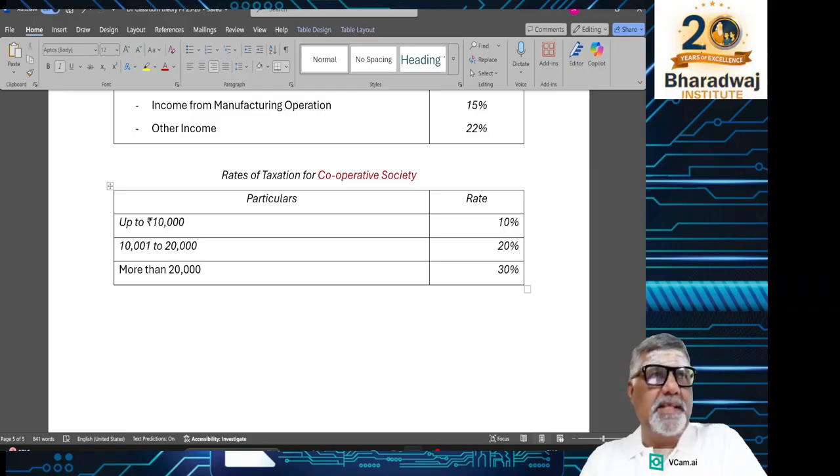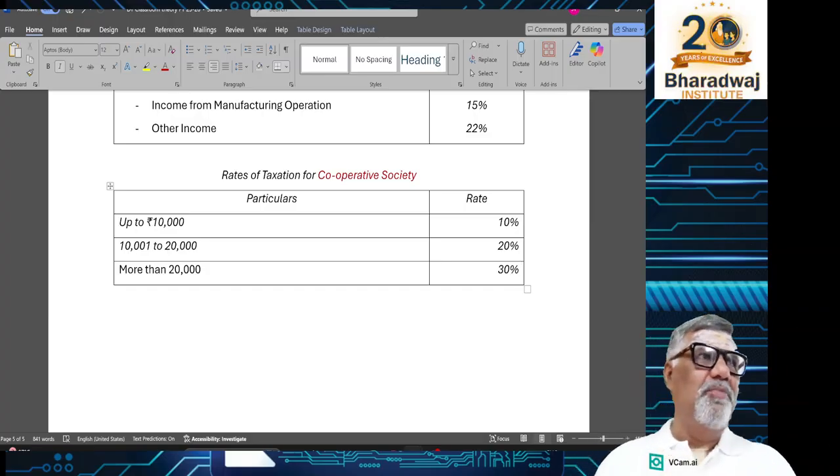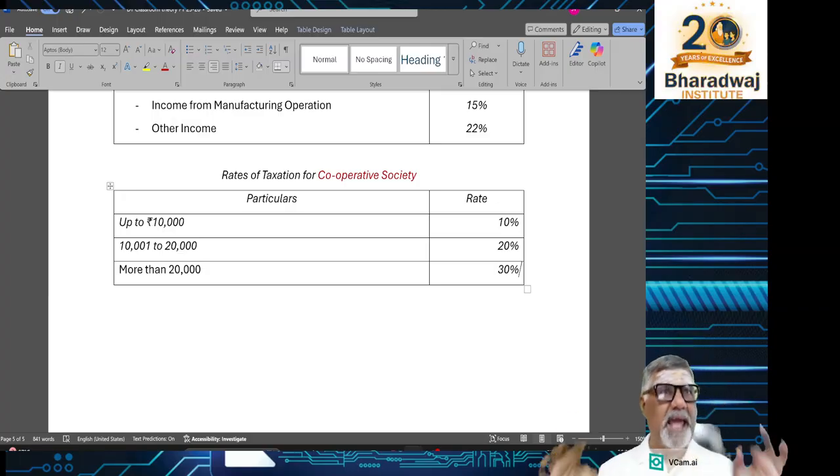So if somebody says that the cooperative society's income is 40,000, you will say 20,000 into 30% plus 3,000. First 10,000, 1,000 rupees. Next 10,000, 2,000 rupees. So 3,000 is the total. Always, even in Finance Act, they have written like that. More than 20,000, such excess into 30% plus 3,000.